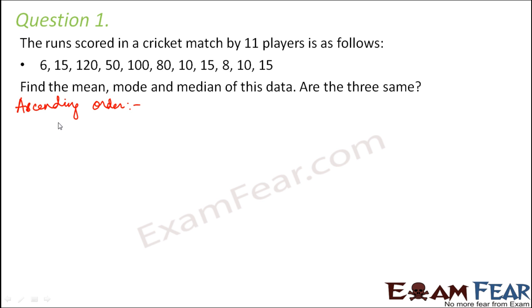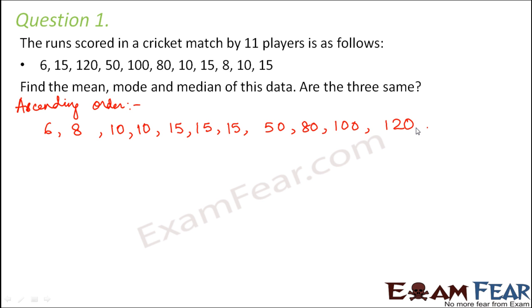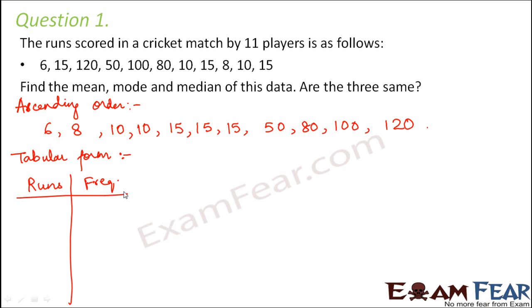So what do we get? We get something like this: 6, 8, 10, 10, 15, 15, 15, 50, 80, 100 and 120. So this is what we get. Let us also try to arrange the same data in tabular form. So how do we arrange it in tabular form? We have one column for the runs and another column for the frequency. If you want, you can have another column for tally as well. Otherwise, you can directly have the frequency.